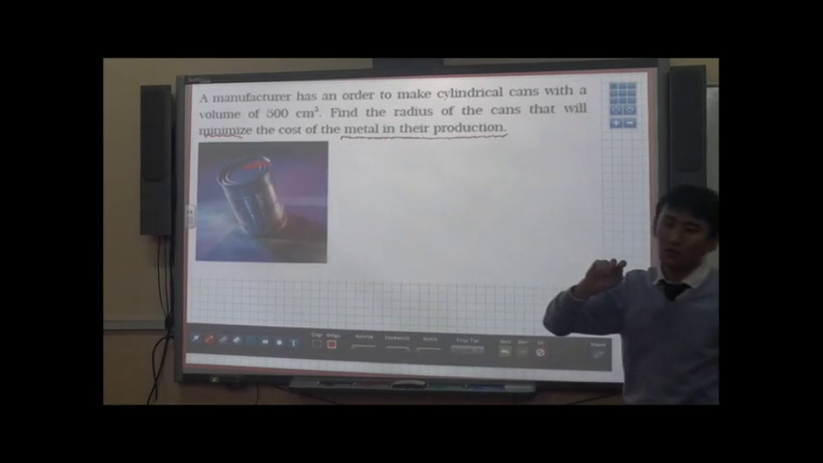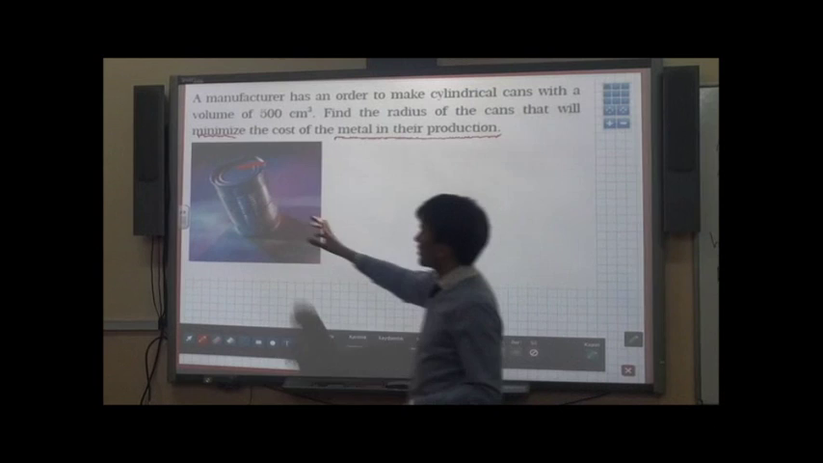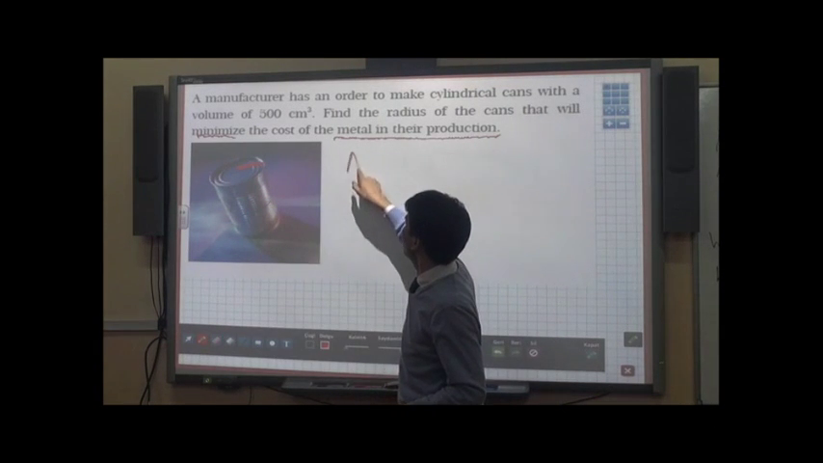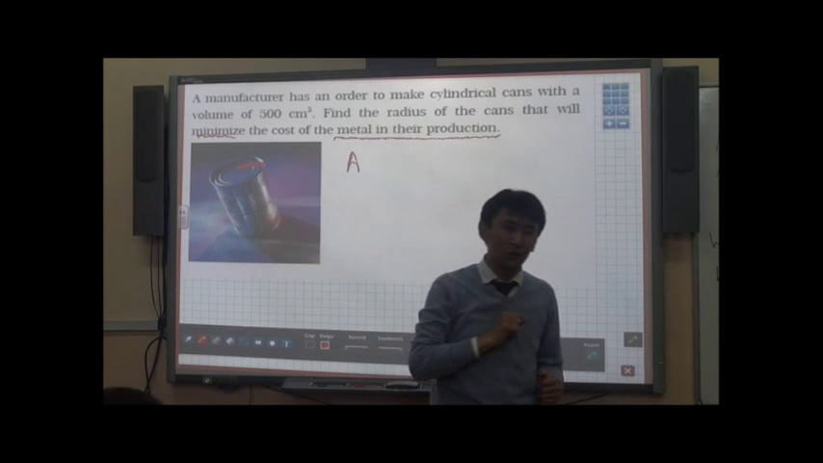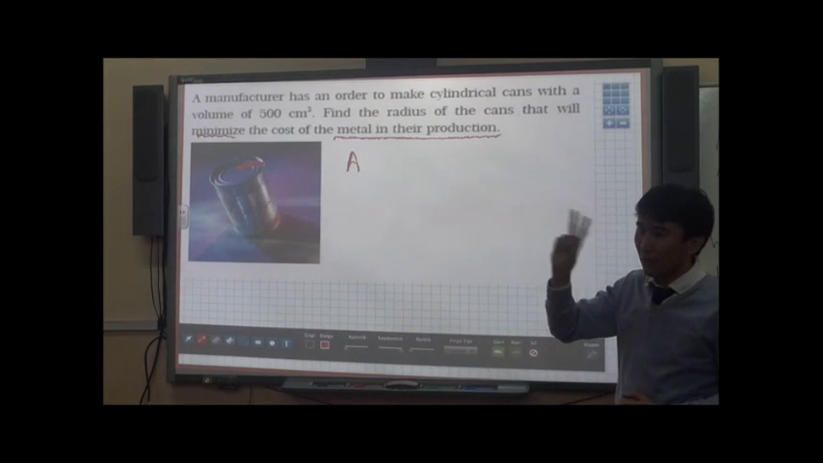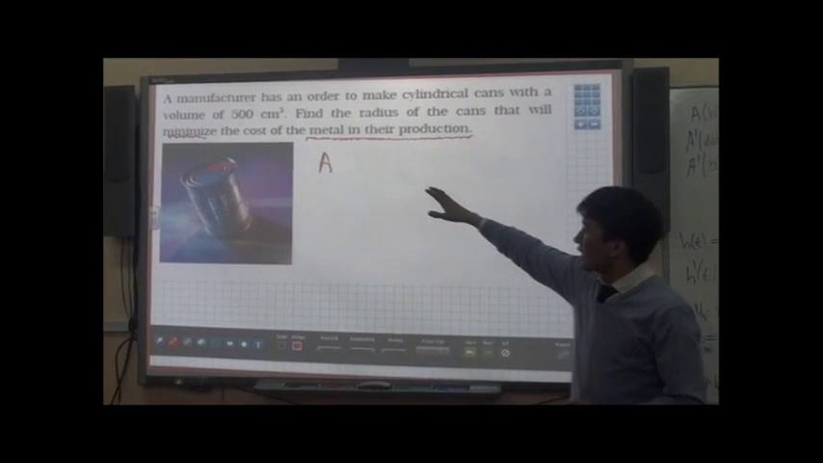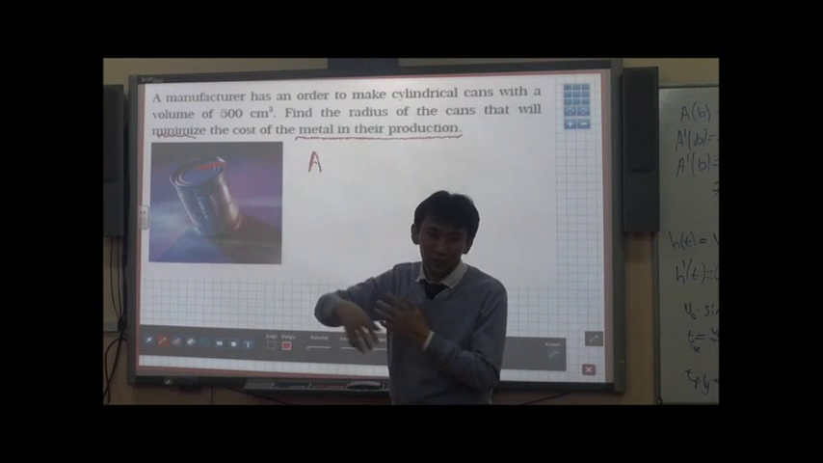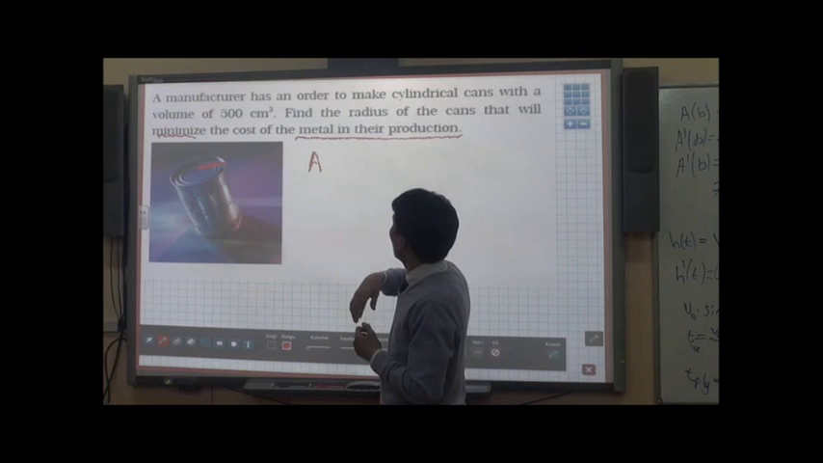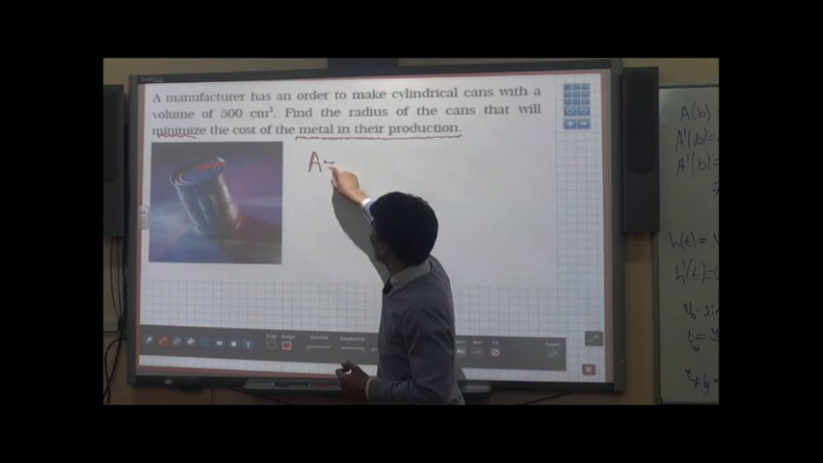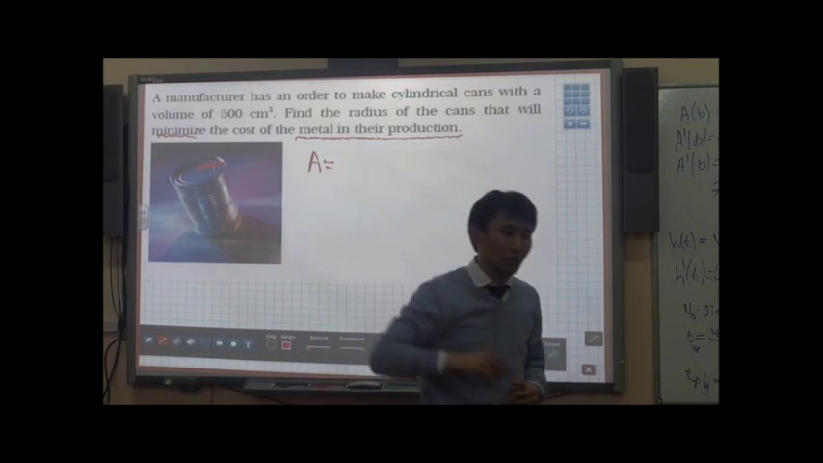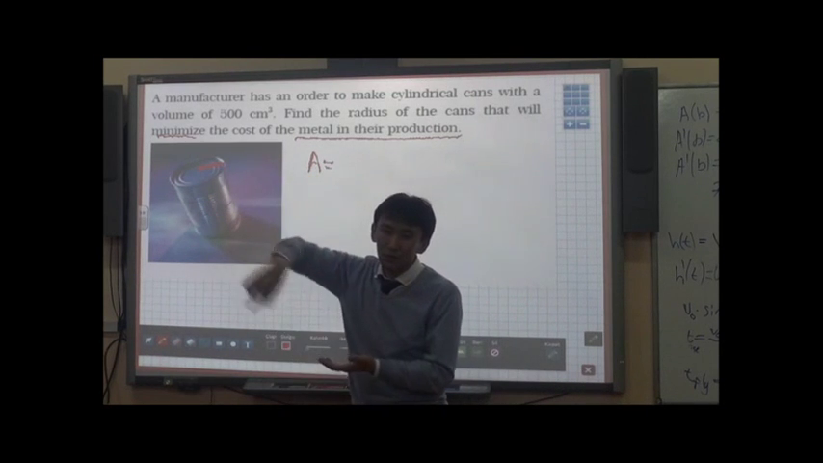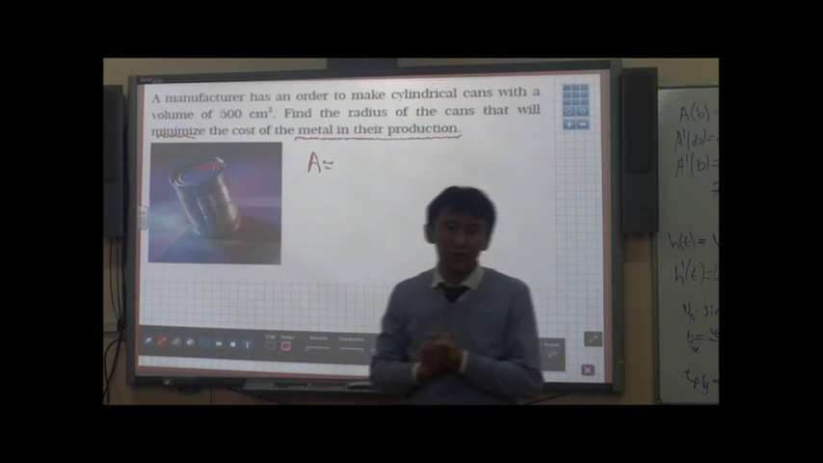Okay, in this case I want to minimize the surface area. The second rule was to write this surface area in terms of some other variables. From geometry, you know the surface area is the area of the two bases plus the area of the lateral face.